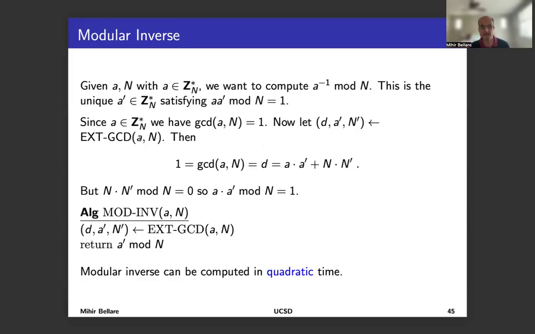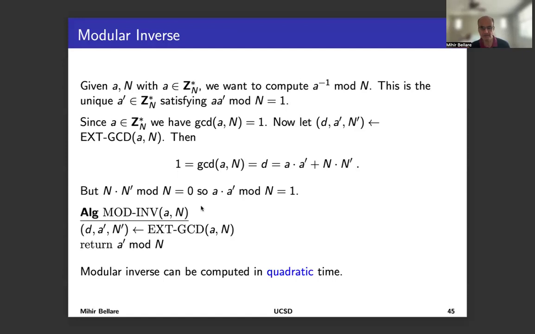If I run that on my A and N, I will get back this triple, and I know that the GCD is A times A prime plus N times N prime. And I also know that the GCD is 1. So now I've written 1 as this linear combination. Now take this linear combination and take it modulo n. When you do that, the second term is 0 because it's divisible by n. And so modulo n, I'm just saying A times A prime equals 1. And that's exactly the definition of A prime being the inverse of A mod n.